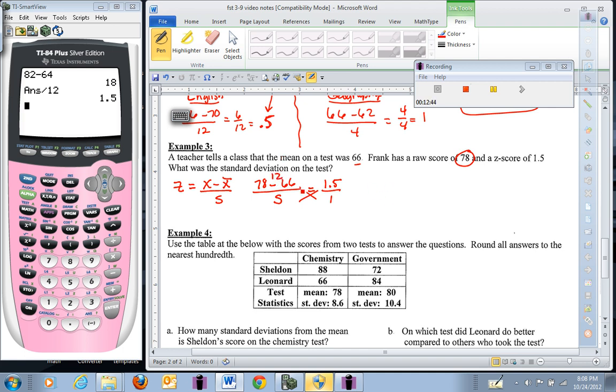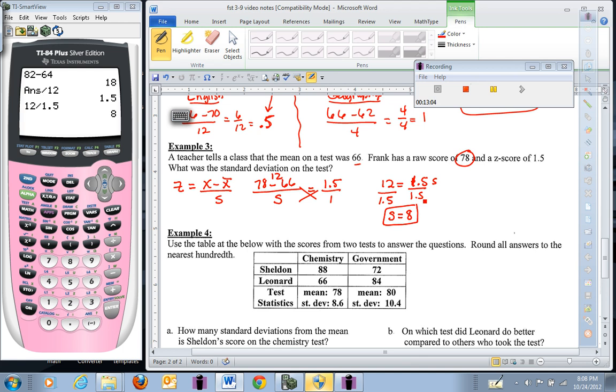So we're going to have 12 times 1 is 12 equals 1.5s. Divide both sides by 1.5, and 12 divided by 1.5 is going to give us 8. So the standard deviation must have been 8.